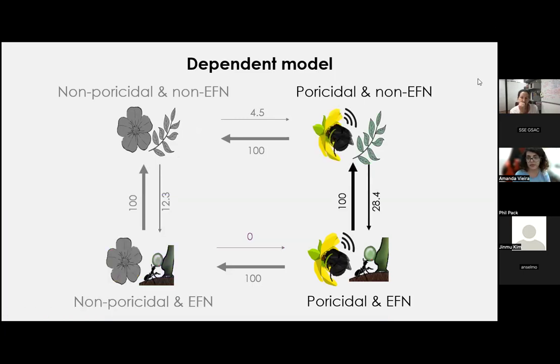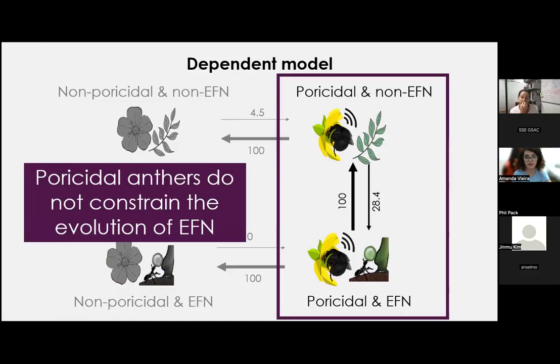And here we have poricidal plants without extrafloral nectaries to poricidal plants with extrafloral nectaries. So there's a chance of plants gaining extrafloral nectaries, but there's a higher chance of plants losing this trait. So probably the evolution of plants with extrafloral nectaries and poricidal anthers, so both pollination and protection by ants, happens this way, because poricidal anthers do not constrain the evolution of extrafloral nectaries, which is a really cool result.